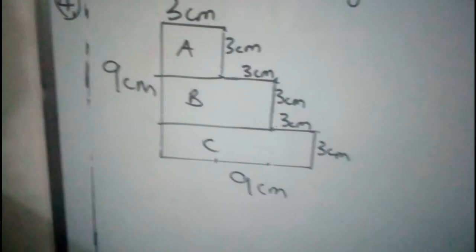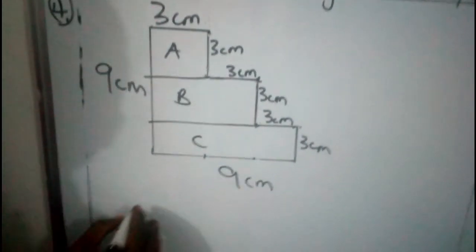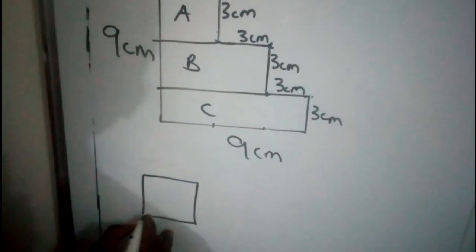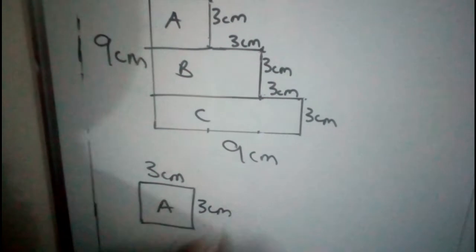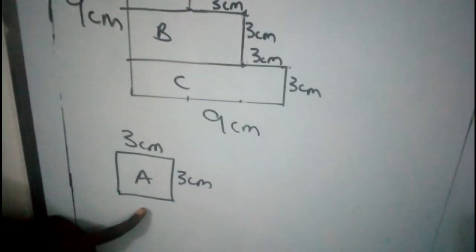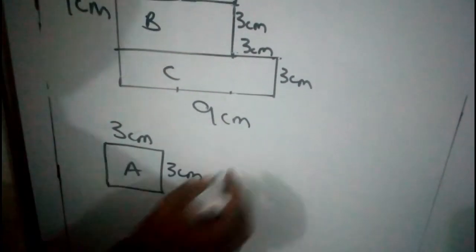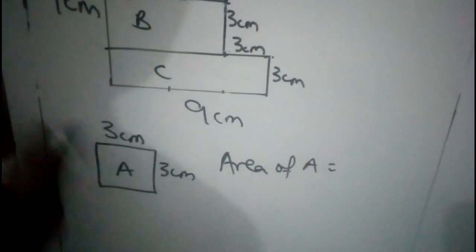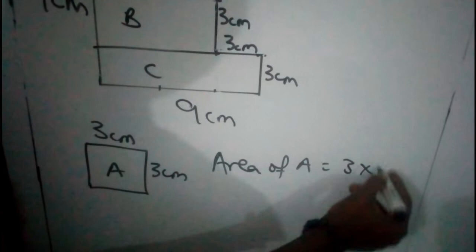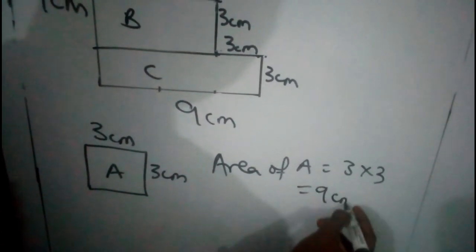So the first thing is, let me bring out my A. My A is like this. So what's my A? This side is 3 centimeters. What's this side? It's also 3 centimeters. So what is A? A is a square. It's not a rectangle in this case. So what do? Area of A would be area of a square. What's the area of a square? Length times length. That's 3 times 3, and that gives you 9 centimeters squared.